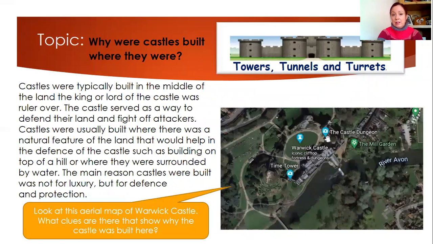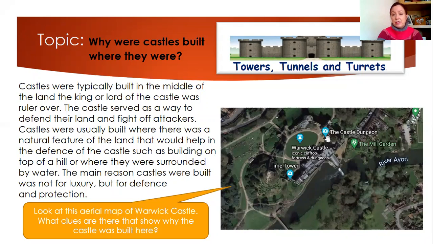On to topic then, we're moving on to think about why castles were built where they were. And as it says on this slide, castles were typically built in the middle of the land the king or lord of the castle ruled over. The castle served as a way to defend their land and fight off attackers.